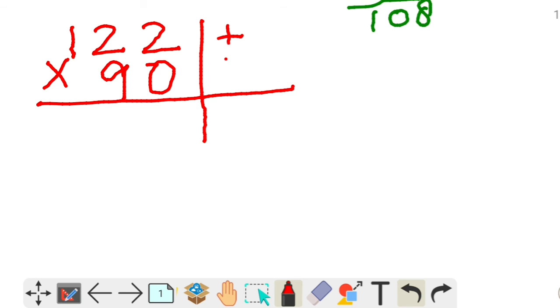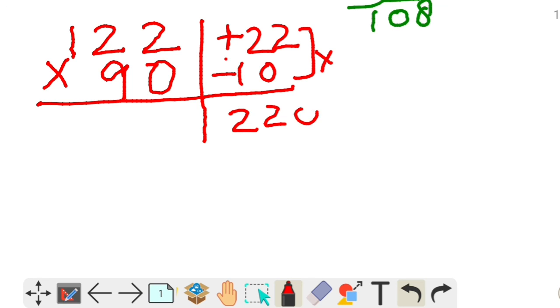So this is plus 22 times greater than 100 and this number is minus 10 times. Multiply these two numbers, you will get 220. Now do the cross subtraction, you will get 112. Okay, or cross addition, whatever is convenient to you. Now here we got minus, so do minus 1 here.